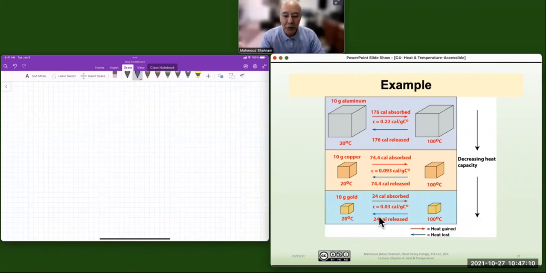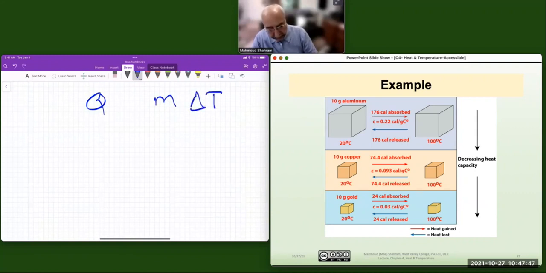And you try gold now. 10 grams of gold going from 20 to 100, you only need 24 calories. So you see, some substances, some elements require more heat to change their temperature. We show the heat with Q, and we show the mass of this with M, and the temperature we show that with delta T. So delta T here is 20 to 100.